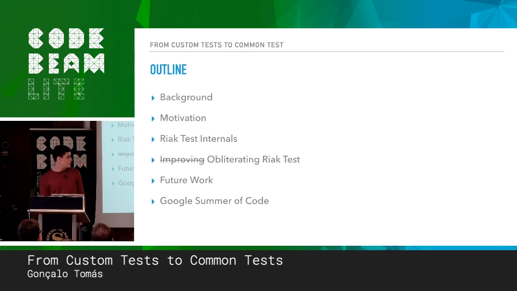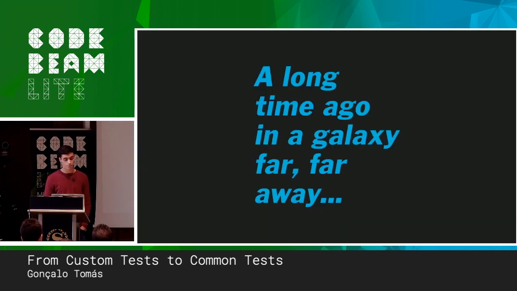So basically, I'm just going to provide a background and motivation for the work that we did. We're going to go into Riak Test, which is a tool that Basho developed to test Riak. We're going to go into some of its internals, and then I'm going to explain how I was able to improve Riak by actually burning it to the ground. I'm going to discuss some future work related to this internship, and a final word about Google Summer of Code.